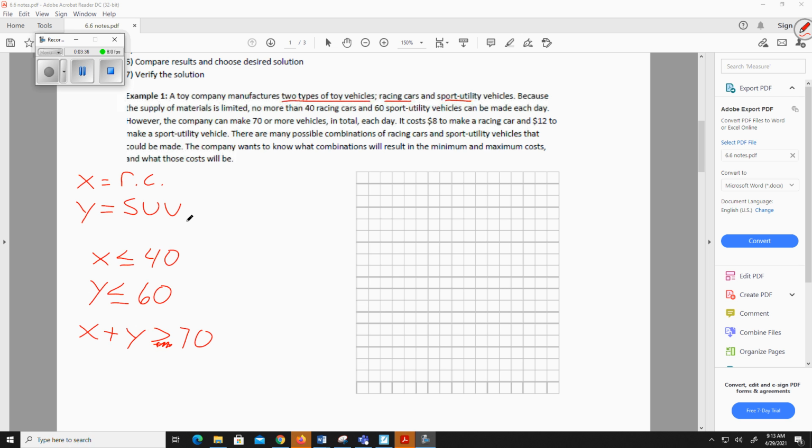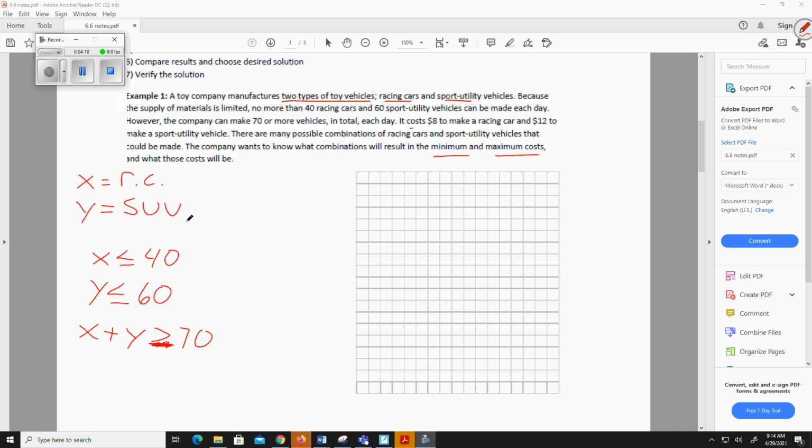Okay, each day it costs $8 to make a racing car and $12 to make a sport utility vehicle. There are many possible combinations of cars and vehicles that can be made. The company wants to know what combination will result in minimum and maximum costs. In my textbook, it says to make 70 or more vehicles. Oh, it does say 70 or more, so I was right the first time. I just saw the 70. I'm dyslexic.